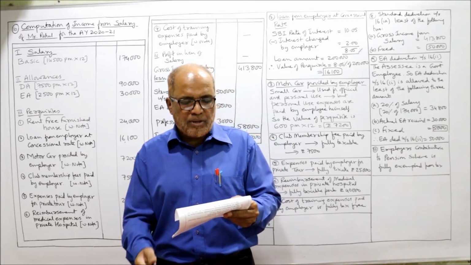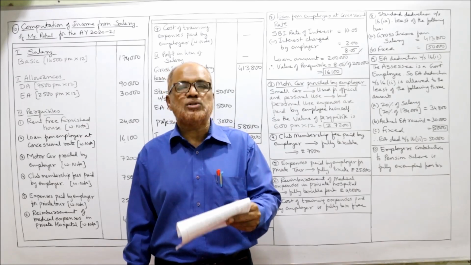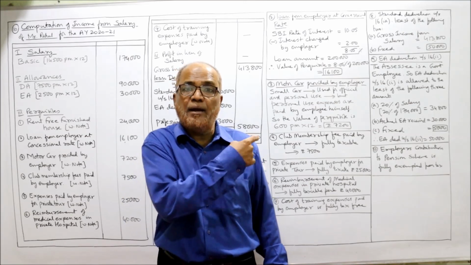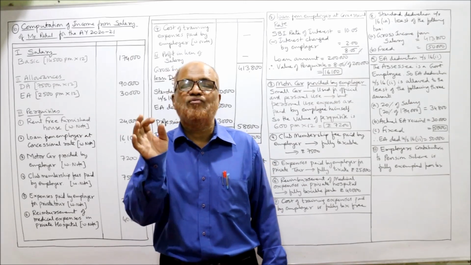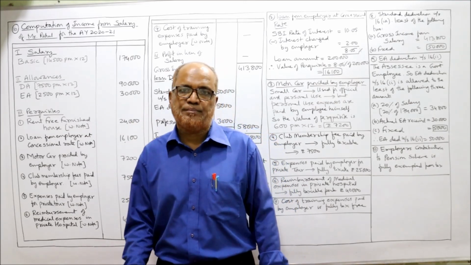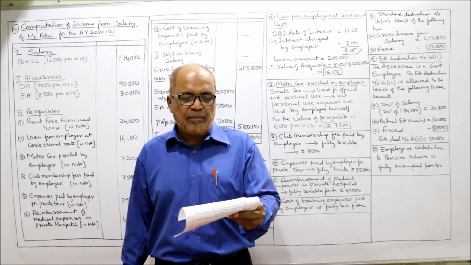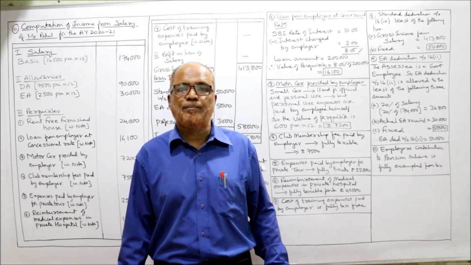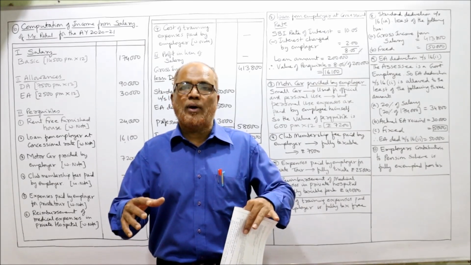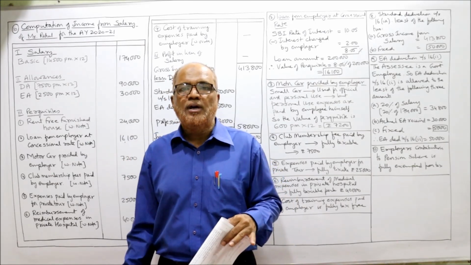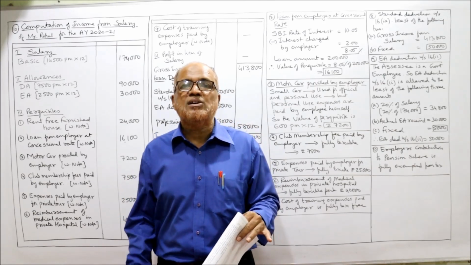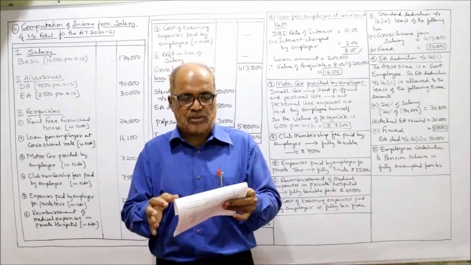Then club membership fee for family members 7,500. Club membership fee of the family paid by the employer. It is fully taxable perquisite. Next, expenses paid by the employer for private tour for family members 25,000. The family members of the employee go on private tour, and all the expenses 25,000 are paid by the employer. It's a fully taxable perquisite.